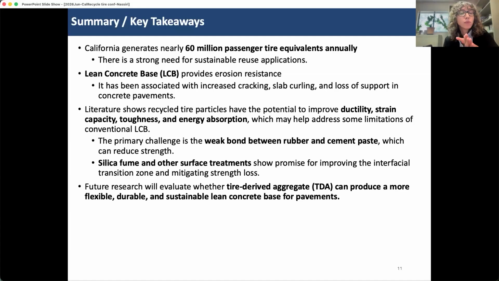Some mild treatments may be something that we'll have to try out to treat the interfaces, to encourage bonding and maintain strength in the material, and we'll continue to work on this topic and see if we can come up with a happy medium between recycling TDA as well as still having a durable base layer.